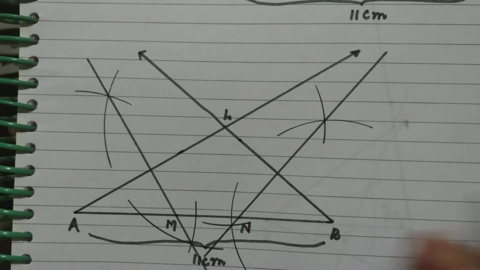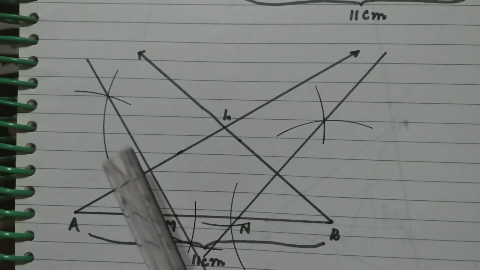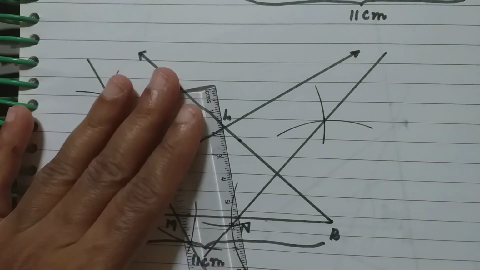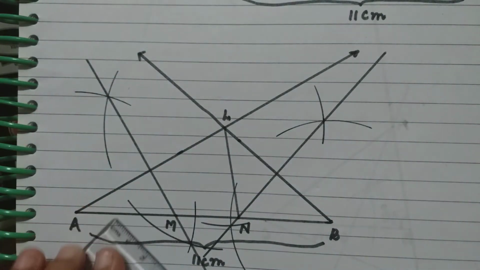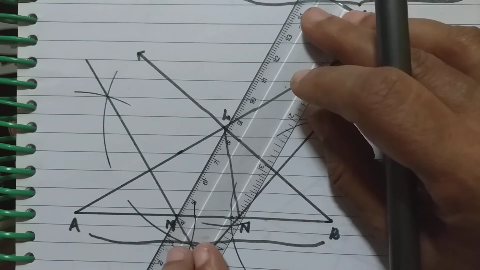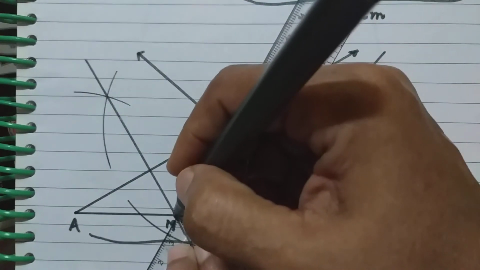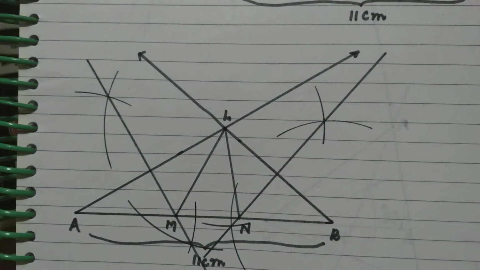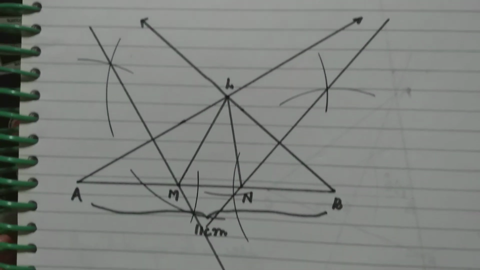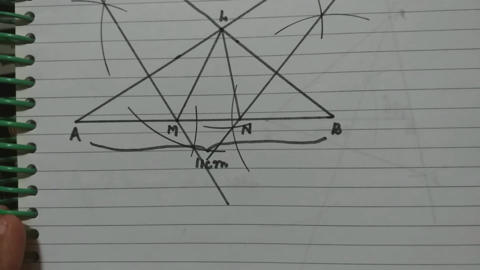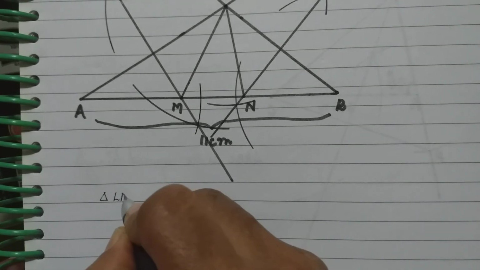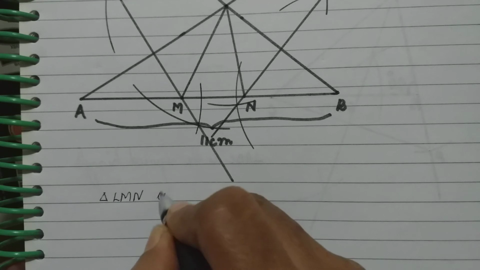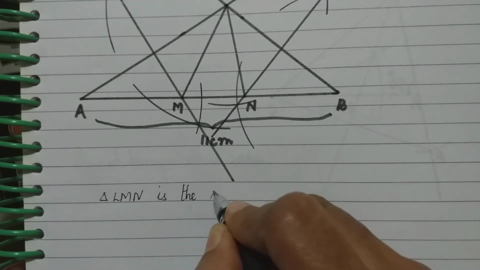We have to construct the triangle LMN. So we have to complete joining the sides, L to N and L to M. So we have this triangle now, LMN. Once triangle LMN is constructed, we write below that triangle LMN is the required triangle.